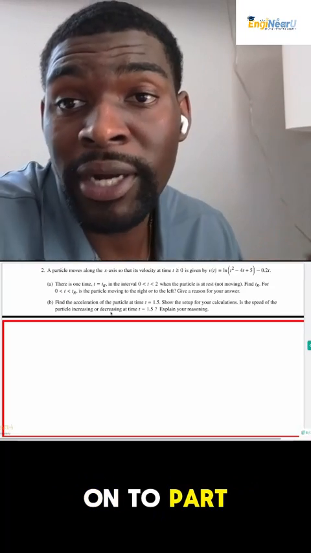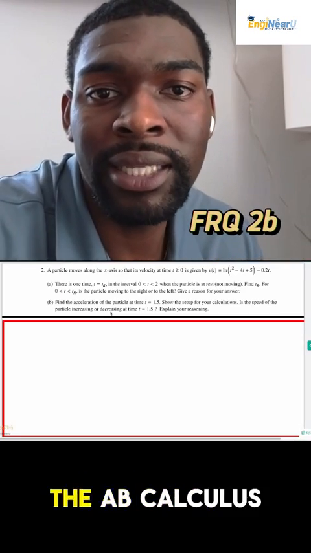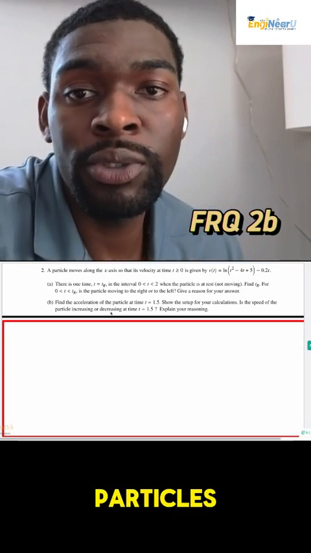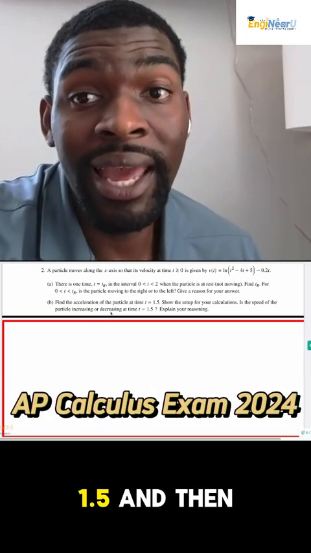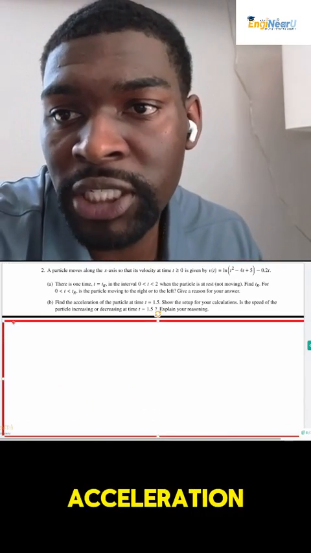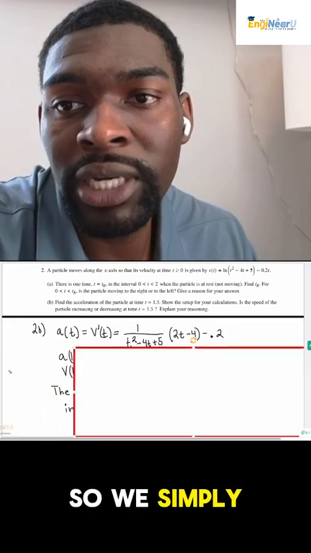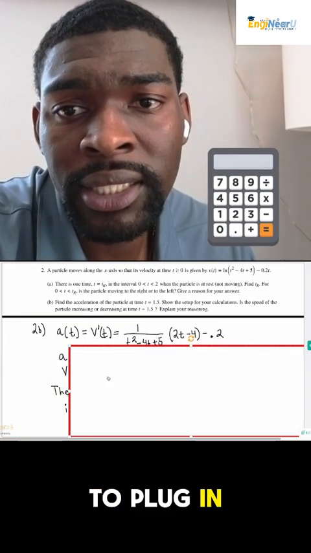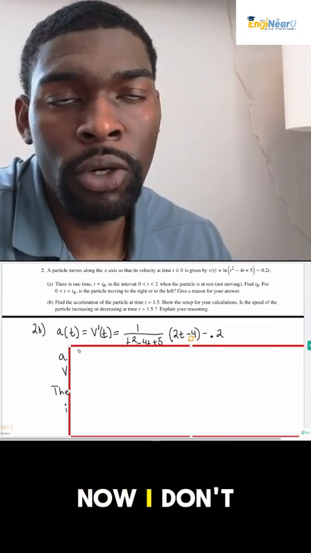Alrighty, now we're on to part B of free response question 2 on the AP Calculus exam. This will want us to find the particle's acceleration at time 1.5, and then they're asking, is the speed increasing or decreasing? Two parts here. First, let's find acceleration. That one isn't bad at all, so we simply use our calculator to plug in to get the acceleration. Now, I don't want you to try to solve for this.